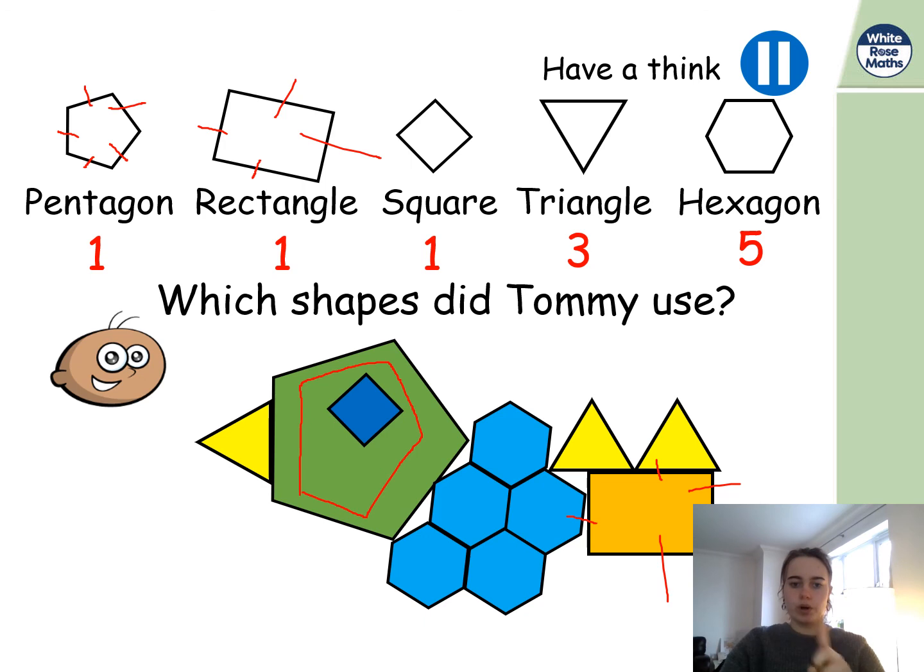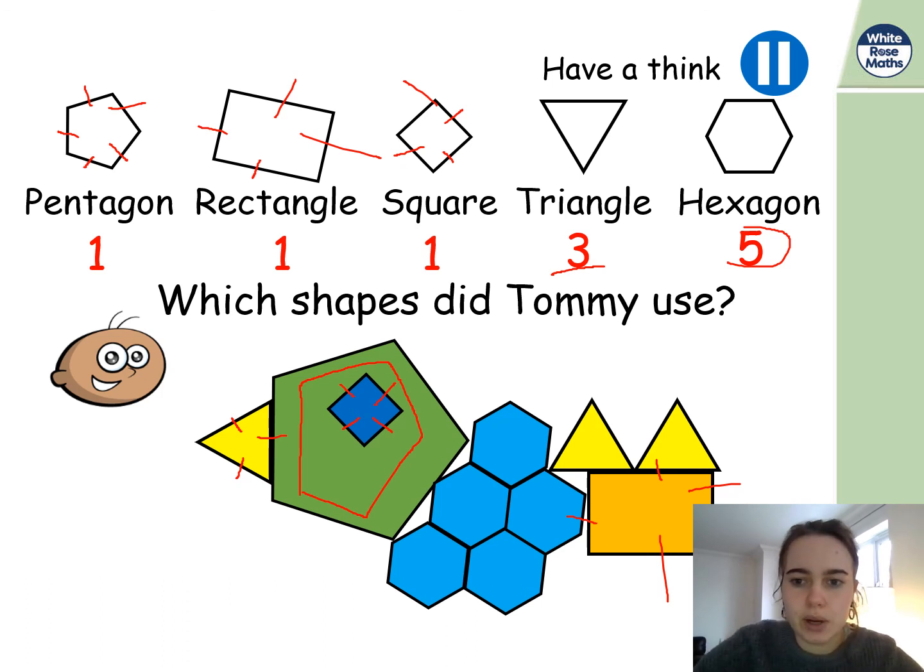He's used 1 square, which is over here. 1, 2, 3, 4. 1, 2, 3, 4. So that's a square. How many triangles? He's used 3. And each triangle, of course, has 1, 2, 3 sides. And he's used 5 hexagons.